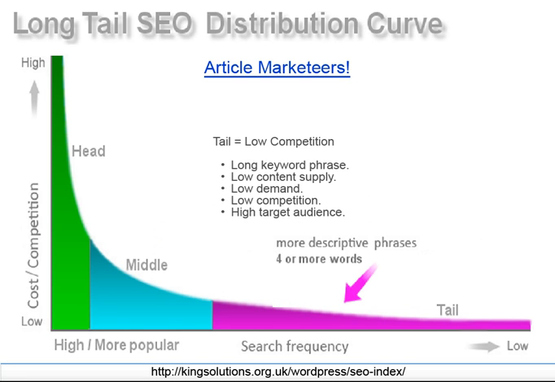The tail of the distribution curve is a 4 or more keyword phrase that has low content supply, low demand and low competition, yet has a higher target audience.